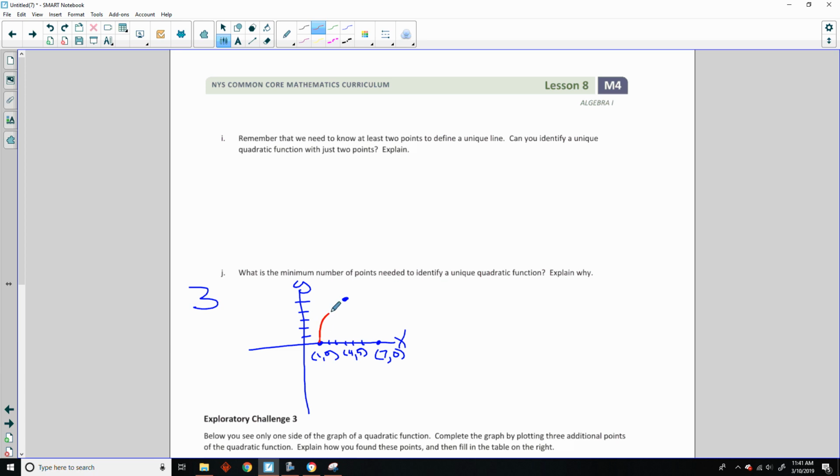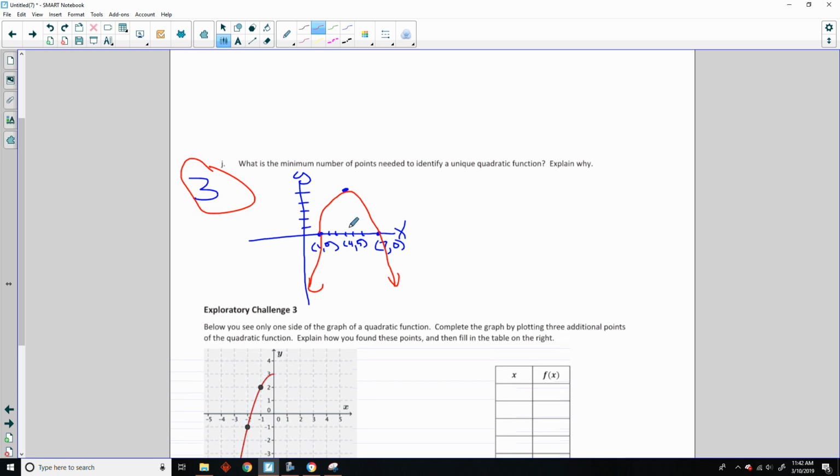You just draw a curve through here, back down, and it goes to negative infinity this way, it goes to negative infinity that way. So 3 distinct points, the vertex and 2 x-intercepts, we can graph a parabola. And they don't even have to be x-intercepts, they could have been these 2 points up here. As long as we had 2 points that were symmetric and the vertex, we can graph.